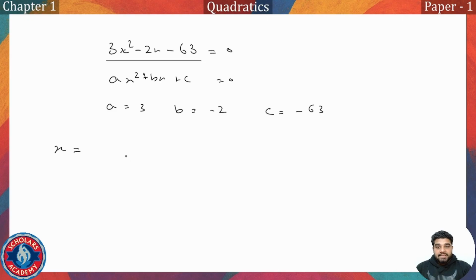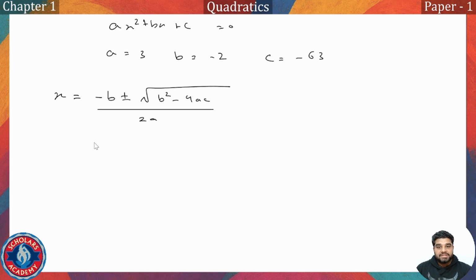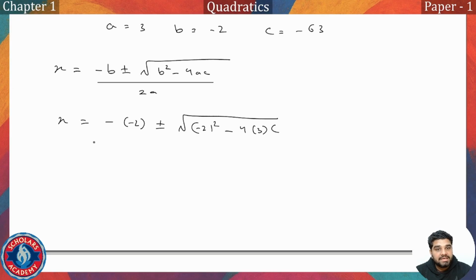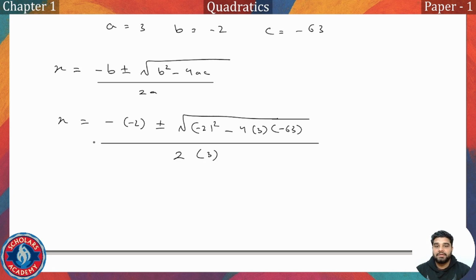The formula says x is equal to -b plus minus root of b square minus 4ac whole divided by 2a. We'll substitute these particular values of a, b and c over here. We get x is equal to minus of minus 2 plus minus root of b square, negative 2 square, minus 4a, which is 3, and c, which is negative 63, whole divided by 2a, which is 3. I hope it is clear.